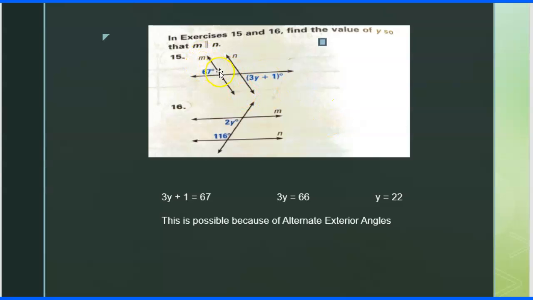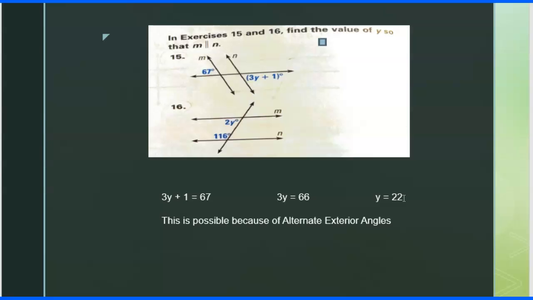So what we can do is use vertical angles or alternate exterior angles. So if we did vertical, it would mean that 3y plus 1 would be the measure of this as well. So 3y plus 1 equals 67. We subtract the 1 from both sides. We get 3y equals 66. That means that y equals 22.